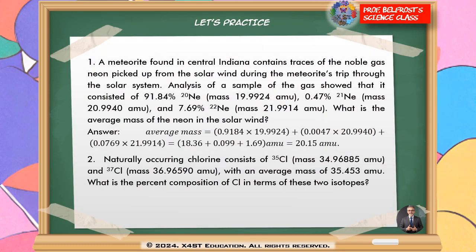So we are done for this lesson, and let's practice to see how well you understand this concept. First problem: a meteorite found in central Indiana contains traces of the noble gas neon picked up from the solar wind during the meteorite's trip through the solar system. Analysis of a sample of the gas showed that it consisted of neon-20, neon-21, and neon-22. What is the average mass of the neon in the solar wind?